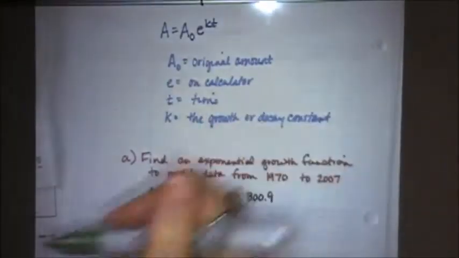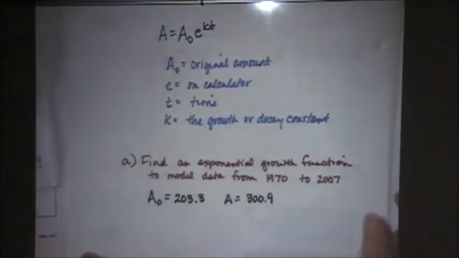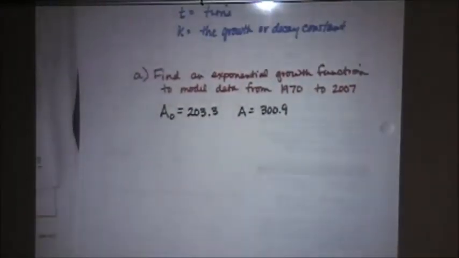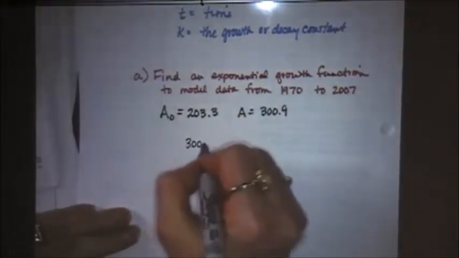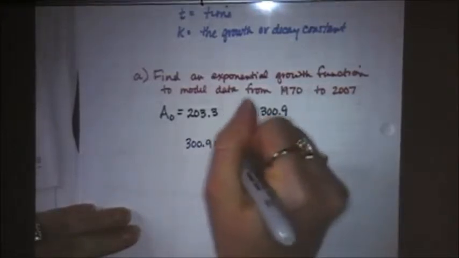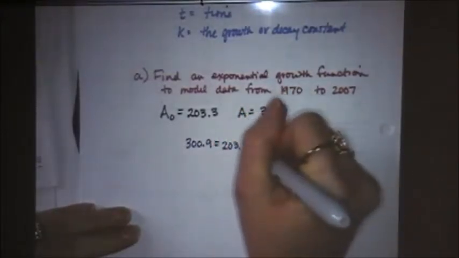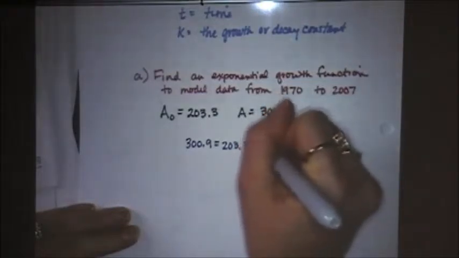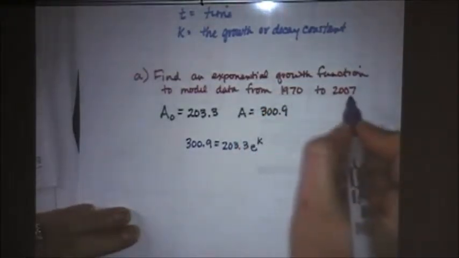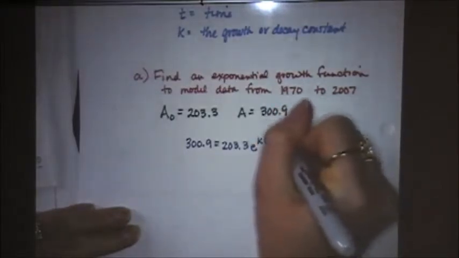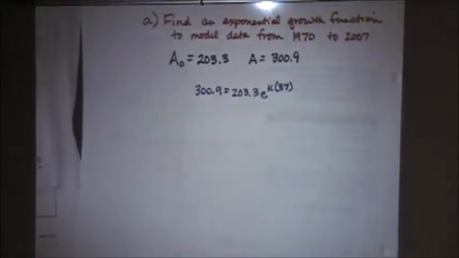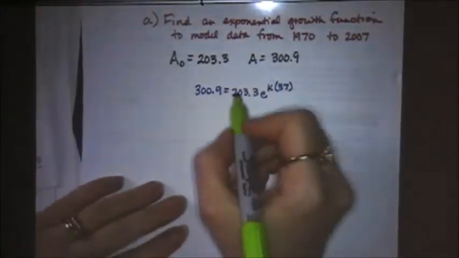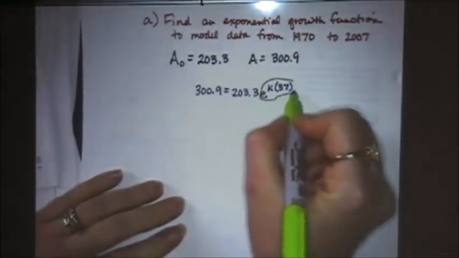So I'm going to plug these values into my exponential growth model. So I'm going to plug in 300.9 equals 203.3 e to the k, and my time is between 1970 and 2007, so it's going to be 37. Now I just need to solve this. Don't forget, the easiest way to solve this, and I have discovered, by the way, that the computer does not do it this way, but I think it's a little easier, is to isolate the exponential piece. So to get this piece by itself.